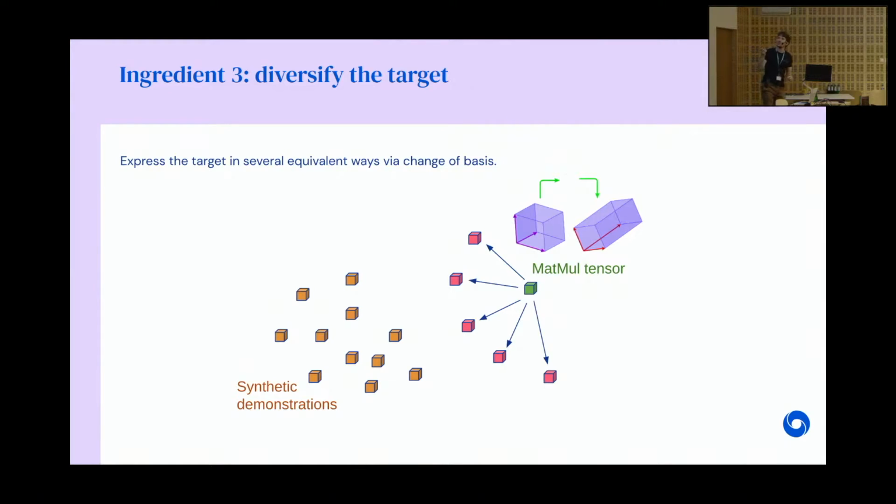And also, it's quite appealing from the perspective of learning, that it might happen that maybe through luck, one of these views of the tensor will be much more similar, or closer in distribution, to the synthetic demonstrations from the previous ingredient, and it will be, for this reason or any other reason, easier for the neural network to solve. And it just suffices to solve that one, and we are done. So that's the idea of diversifying the target, increasing the size of the test set.